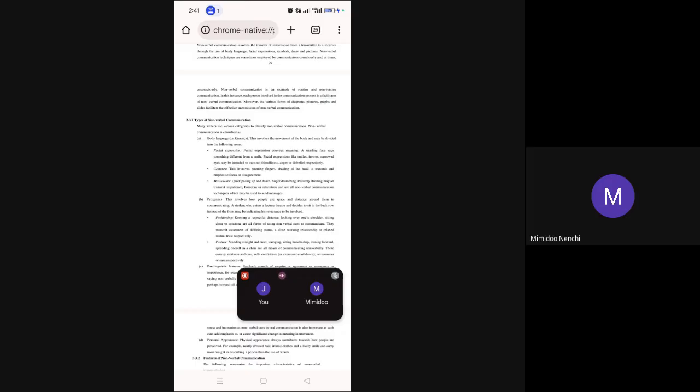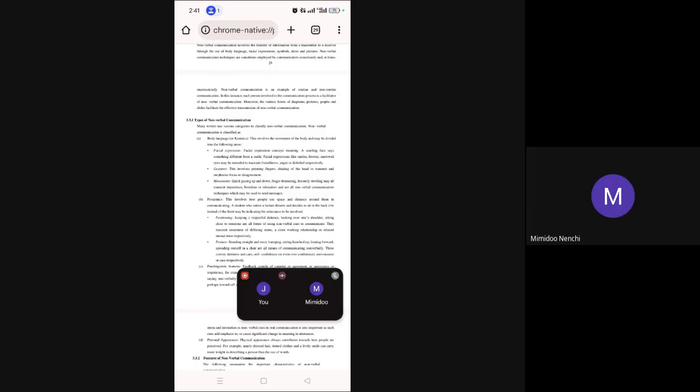The first one is body language, or what we call kinesics. This involves the movement of the body. When you move your body, you are also communicating. The movement of your body also sends a message. Are we together?